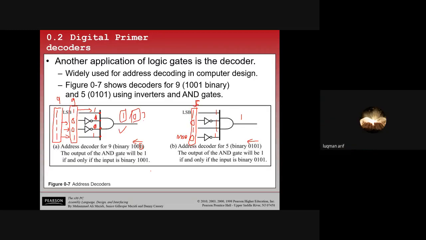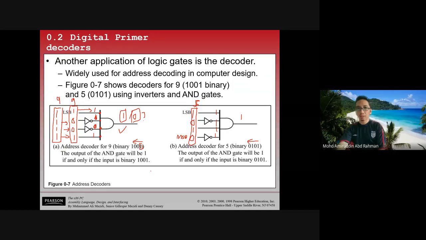Doctor, for the decoder, how can we know about the input and the logic gate that we have to place? Okay, it depends on the input that you want. Let's say, what is your input? If, for example, I give the input number 4, how should you configure the decoder so that you have the AND gate and also the inverter, so that the output will be 1?